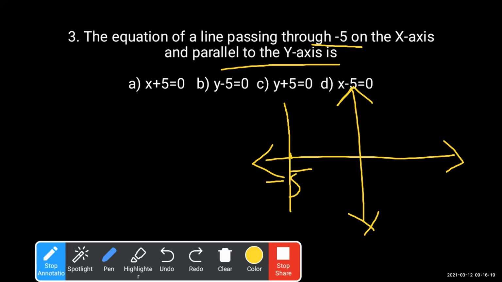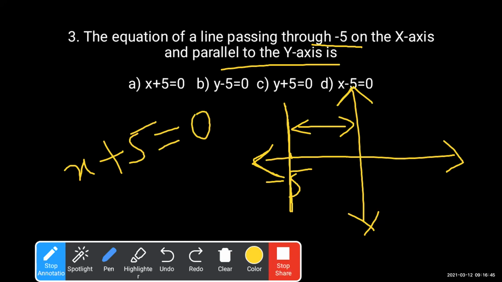Then what is the equation? Now here it is -5 and it is there on the x-axis, and it is parallel to the y-axis. That means this distance. So the equation will be what? X plus 5 equals 0. Now this is the equation in one variable, students.